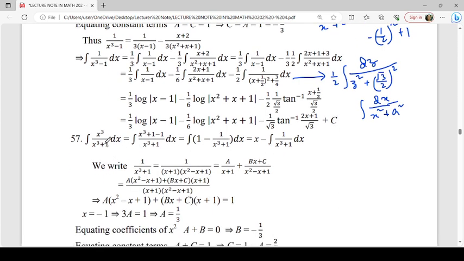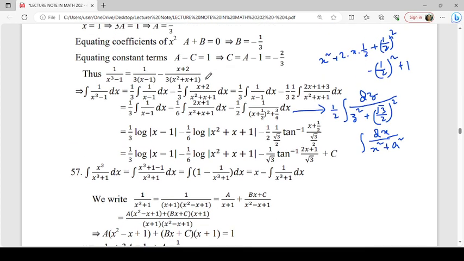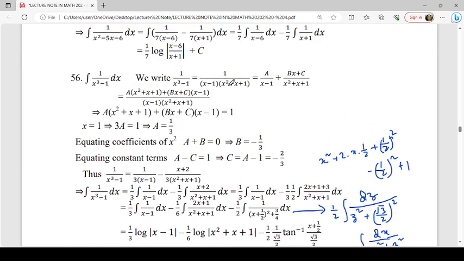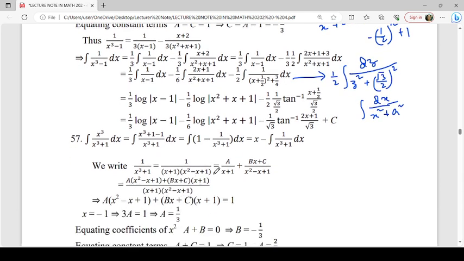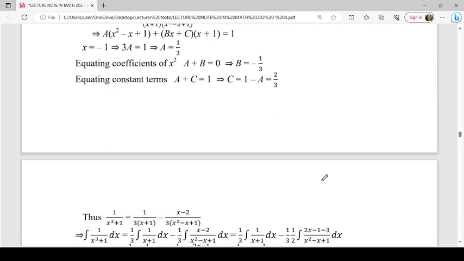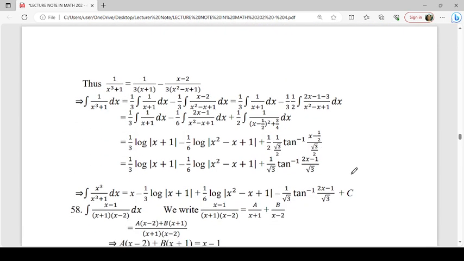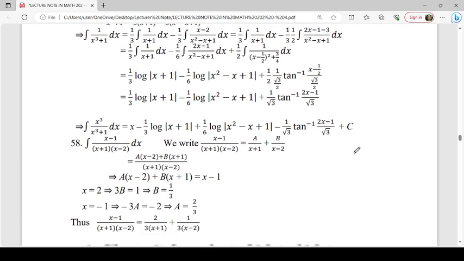This is not proper, so we write x cube plus 1 as x cube minus 1 plus 2, I mean we split it so that this becomes 1 by x cube minus 1 minus 1 by x cube plus 1. Again this is the same. This is factorized as x minus 1 into x square plus x plus 1, and here we factorize this as x plus 1 into x square minus x plus 1. So this is the procedure of doing these problems.